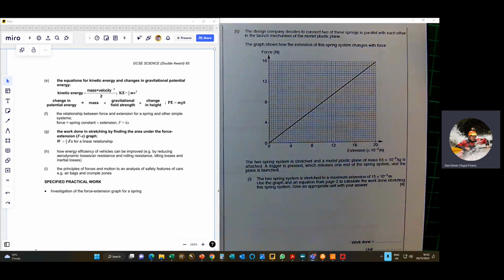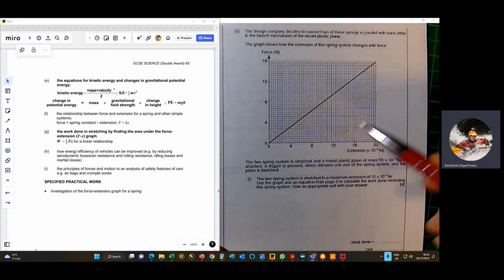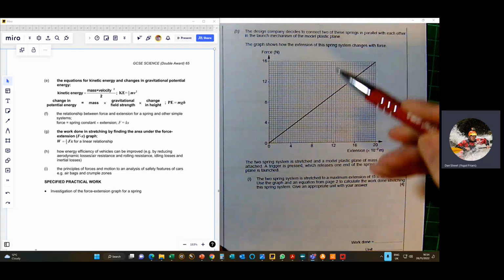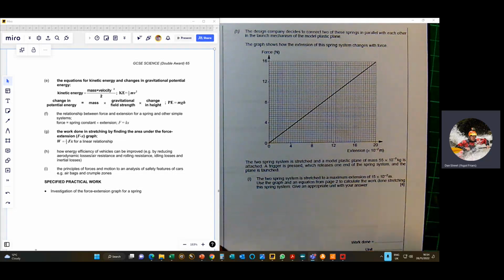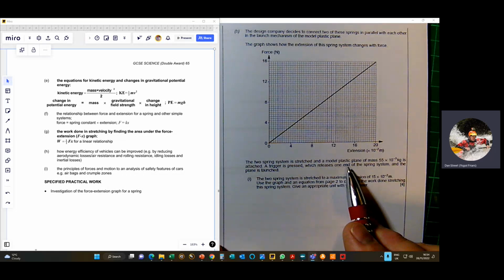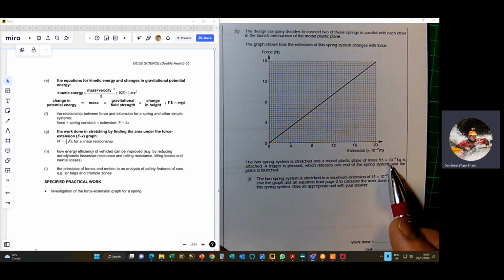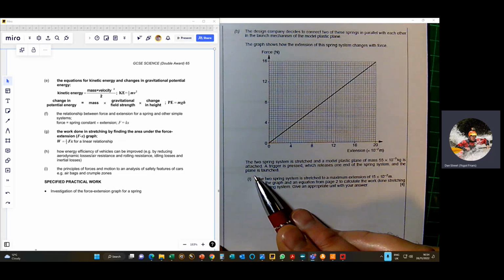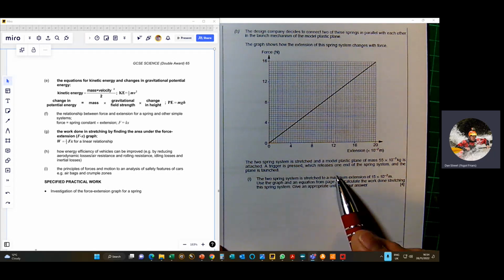It says the design company decides to connect 2 of these springs in parallel with each other in the launch mechanism of the model plastic plane. The graph shows how the extension of the spring system changes with force. So as we increase the force up here, then the extension increases along here. The 2-spring system is stretched, and a model plastic plane of mass 55 times 10 to the minus 3 kilograms is attached. A trigger is pressed, which releases one end of the spring system, and the plane is launched.